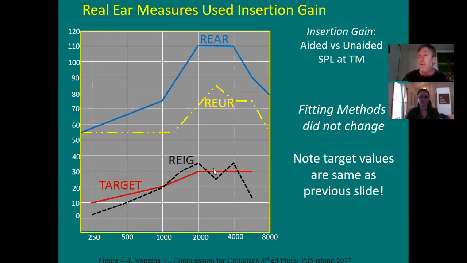And did that match the target of your fitting formula? Was your fitting formula half gain? Was it DSL? Was it NAL? Whatever. What was the target of your particular fitting method in question? And did your real ear insertion gain match the target? Okay, that's insertion gain. And then the last one: the way we do real ear today is not this way.